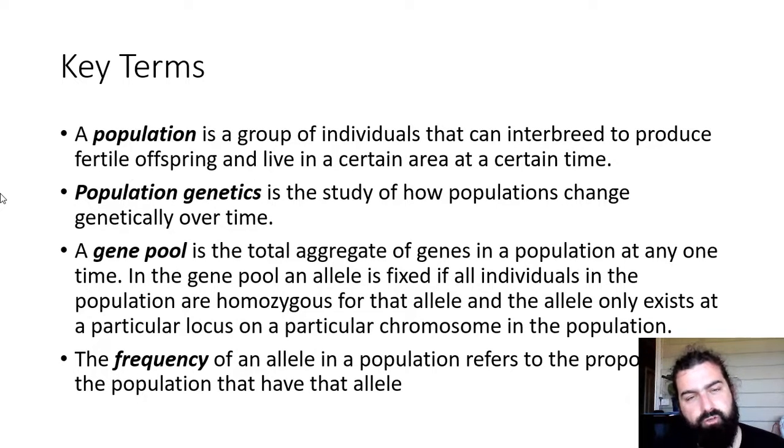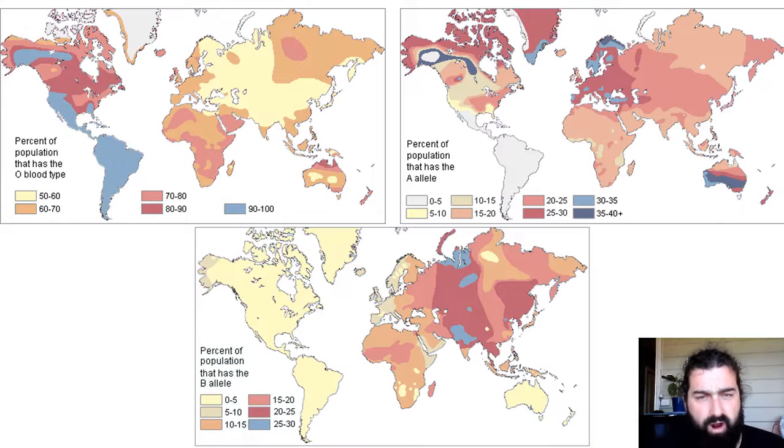But if we went over to somewhere like Ireland or Scotland, we'd find a lot more people with red hair in those populations, and therefore the allele would have a greater frequency in those populations. So the first thing I've got up here is a little graph of blood types.